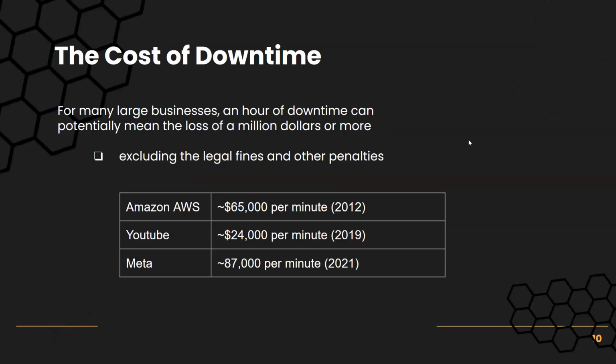Right. The reason why having a service go down is terrible is because for these larger companies, this means thousands and thousands of dollars per second, per minute, and you're looking at upwards of millions of dollars per hour. So some data I got online was Amazon AWS in 2012 was around $65,000 per minute for downtime, YouTube 24,000, 2019, and things like that. And this is just downtime. This isn't including legal fines and other penalties.